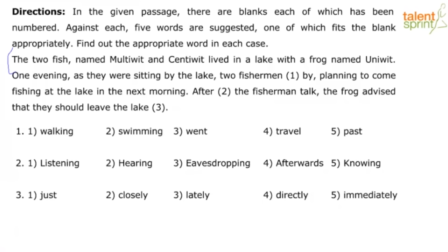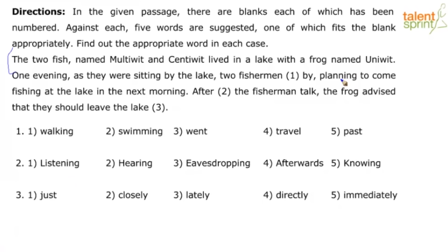So the 2 fish named Multiwit and Centiwit lived in a lake with a frog named Uniwit. One evening, as they were sitting by the lake, the 2 fishermen dashed by, planning to come fishing at the lake in the next morning.